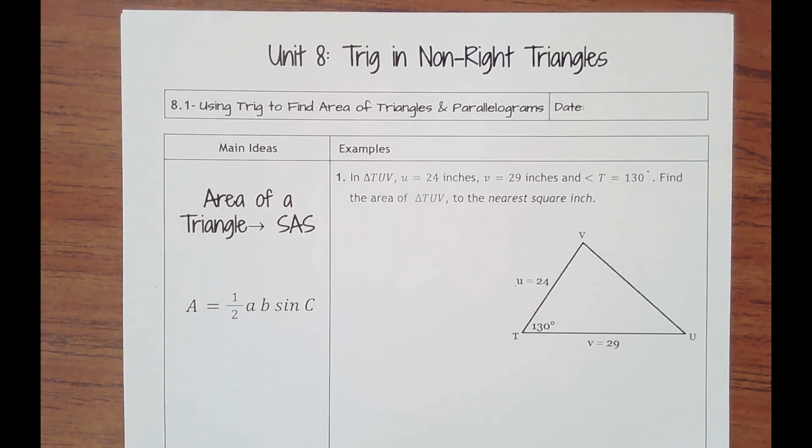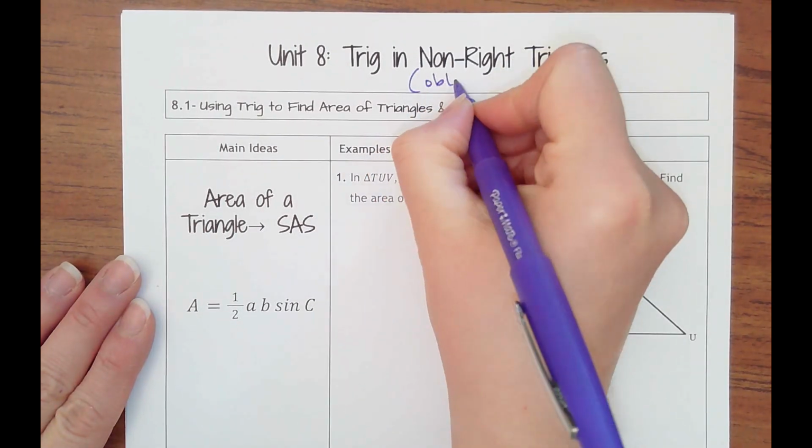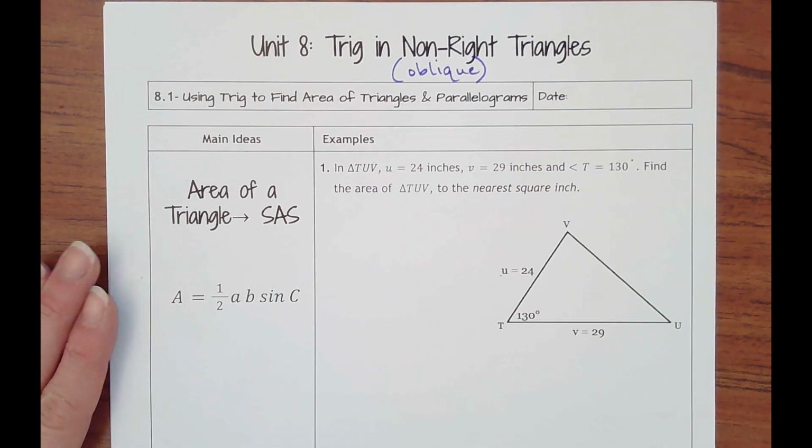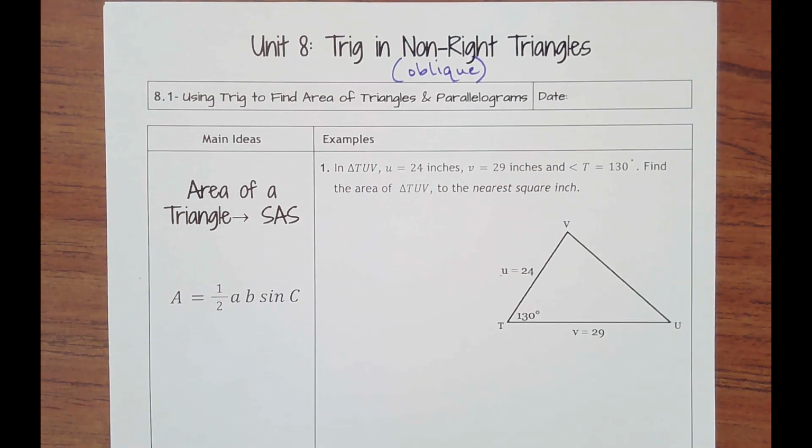Unit 8 is trig and non-right triangles. Another word that you might hear instead of non-right is oblique. So if oblique triangles is something you're dealing with, that means you're going to use these formulas we're going to learn. 8.1 is using trig to find area of triangles and parallelograms.